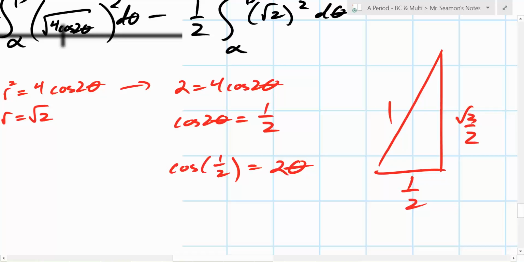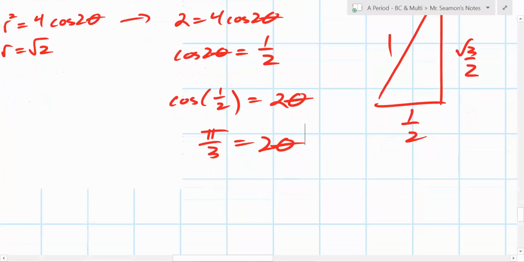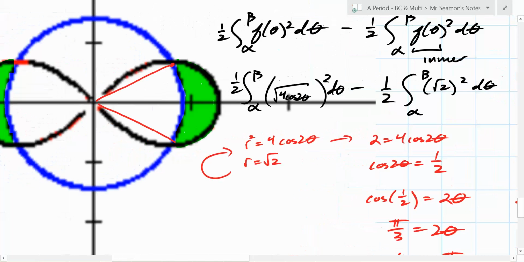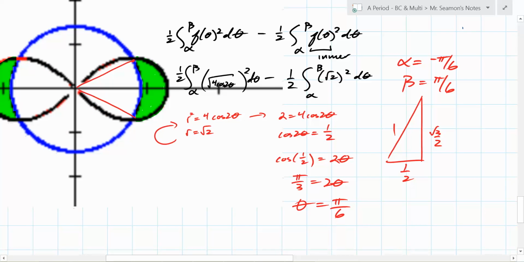What is it? Pi over 3 equals 2 theta. So what does theta equal? Pi over 6. So now you plug in pi over 6. So it's going to go from negative pi over 6. Sorry, I'll say this: alpha is going to be negative pi over 6. And what's beta going to be? Pi over 6. There's one other type of symmetry you could notice to clean this up a little bit.